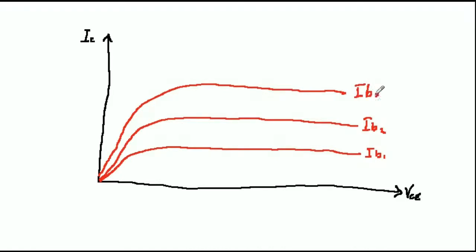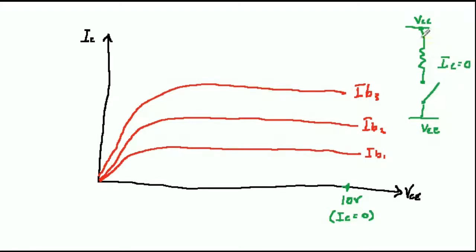Firstly, consider the extreme situation when the transistor is switched completely off. In this case, IC is equal to 0, and all the voltage from the supply is across the transistor, because VC is equal to 10 volts and VE is 0 volts, so VCE is equal to 10 volts. We'll plot this point on the graph as point A.